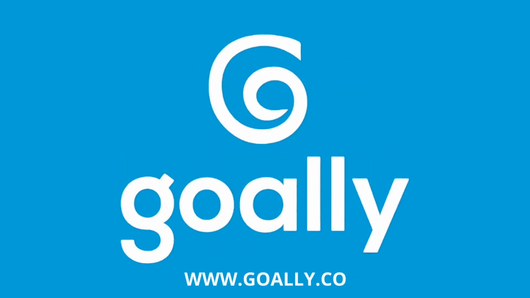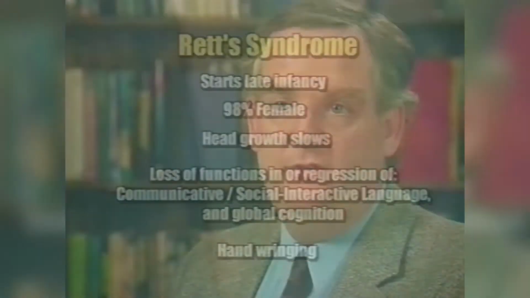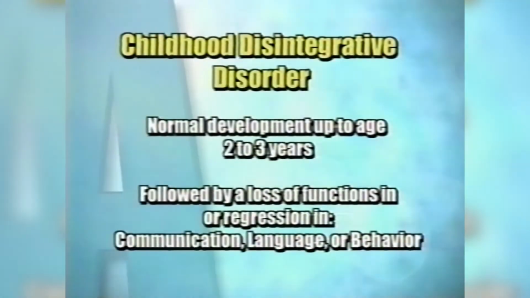The childhood disintegrative disorder is very rare. Children have completely normal development up until the age of 2 to 2.5.